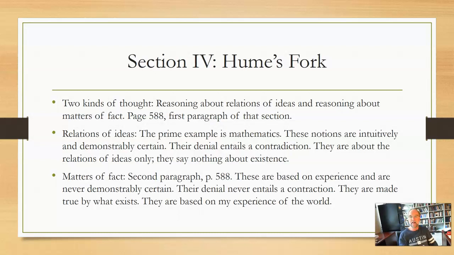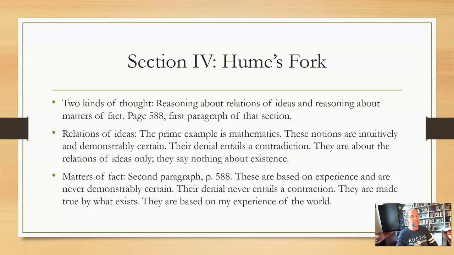Okay? The next kind of thought. "Matters of fact, which are the second kind of human reason, are not ascertained in the same manner; nor is our evidence of their truth, however great, of a like nature with the foregoing." This is right here. "The contrary of every matter of fact is still possible, because it can never imply a contradiction, and is conceived by the mind with the same facility and distinctness as if ever so conformable to reality. That the sun will not rise tomorrow is no less intelligible a proposition, and implies no more contradiction, than the affirmation that it will rise."